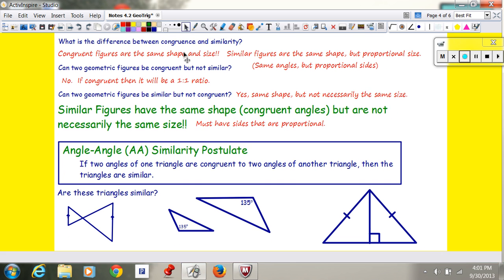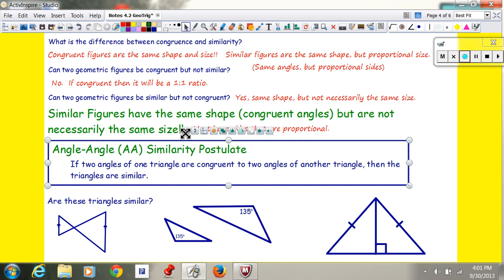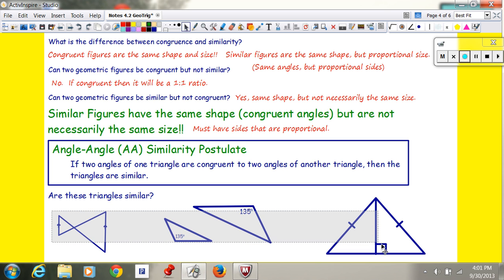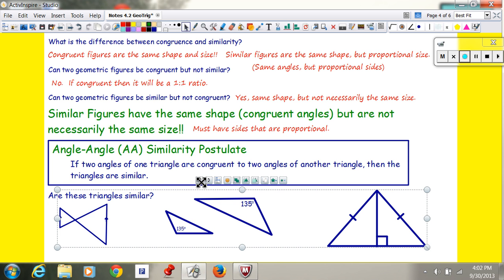And we do have one little postulate that we want to learn, which is called the AA postulate. And it basically says this. If two angles in one triangle are congruent to two angles in the other, the triangles have to be similar. You have no other choice. They have to be similar triangles if you've got two angles. You don't even need to look at the third angles. Because if two angles in one are congruent to two angles in another, then the third ones have to be congruent because they all have to add up to 180.